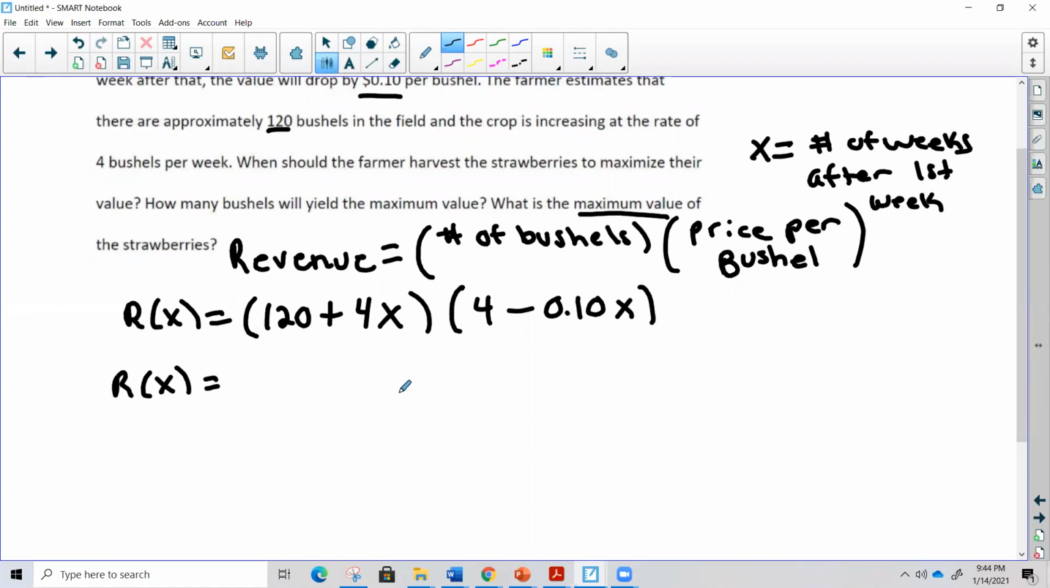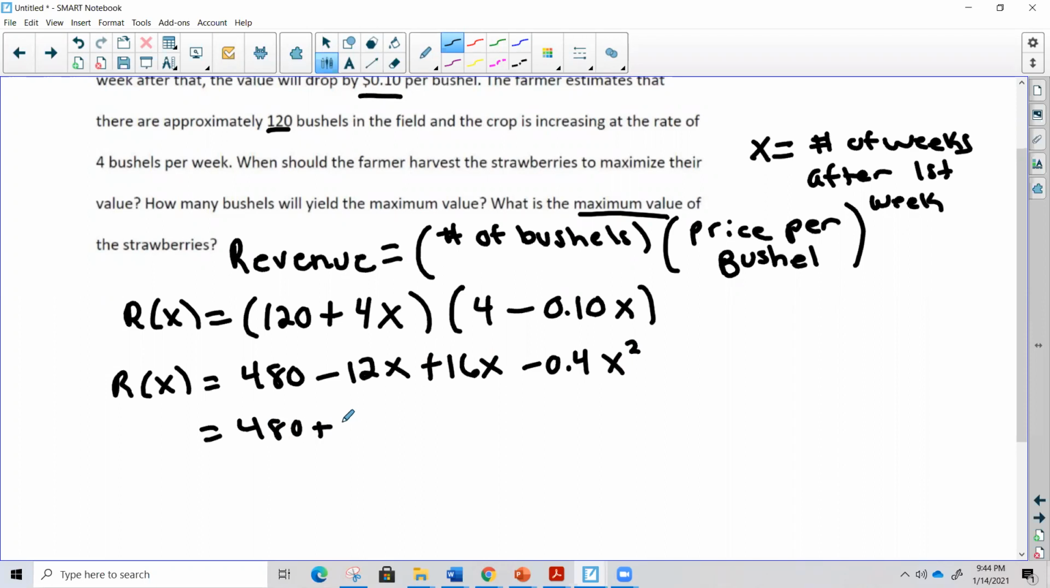So I get 120 times 4, which is 480. Then I have 120 times a negative 0.10, which is minus 12x. Then I have 4x times 4, which is 16x. And I have 4x times negative 0.10x, which is a negative 0.4x squared. Combining my like terms, I get 480 plus 4x minus 0.4x squared. That's my revenue function.